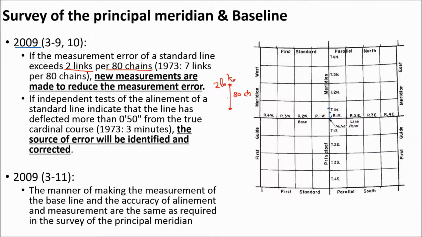So I'm only allowed 2 links. Meaning if you have an intermediate corner here, if you have two corners that are 40 chains, then you are only allowed 1 link. That's for the principal meridian. And you see how stringent this limitation is. It only allows you 1 link.